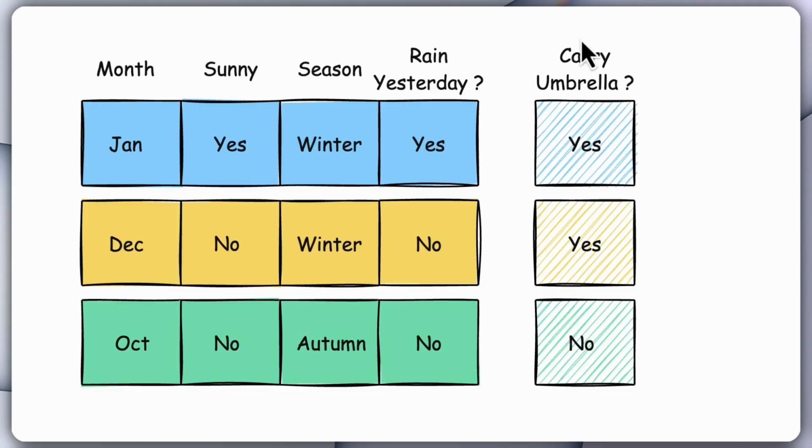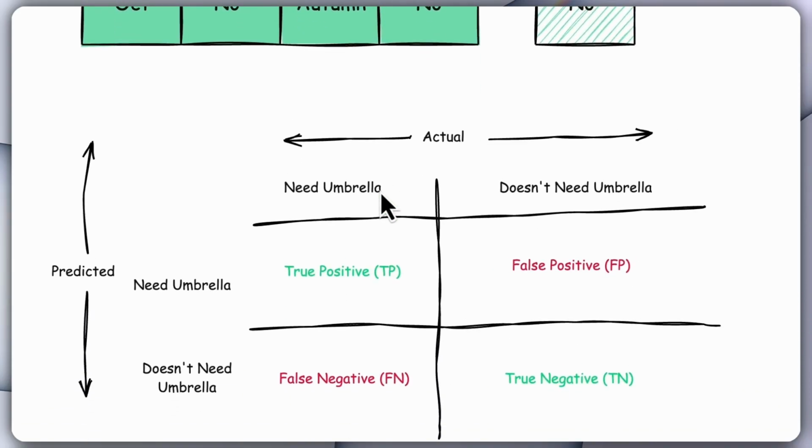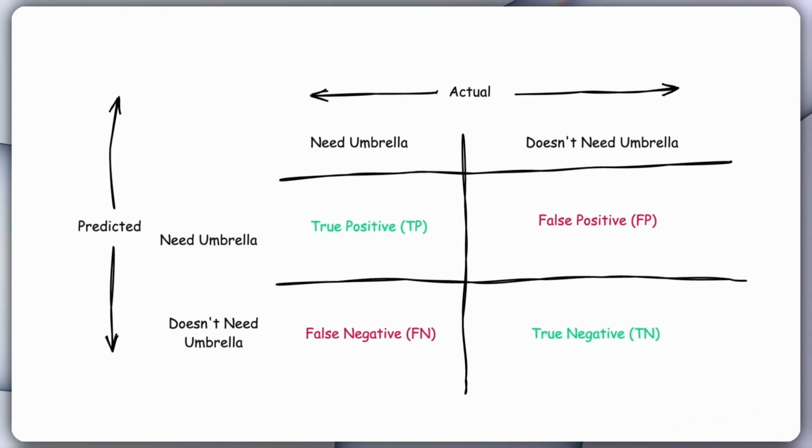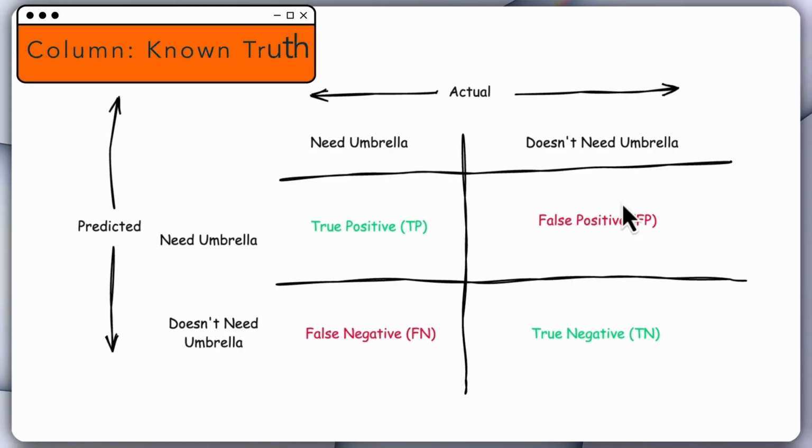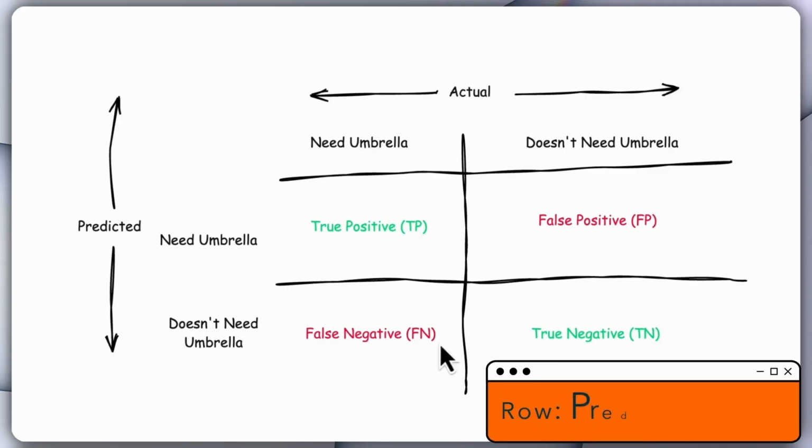So now if I plot this inside a confusion matrix, this is how my confusion matrix will look. Since my model is trying to predict two values, yes or no, my confusion matrix is going to be a 2 by 2 matrix, as you can see here. In the confusion matrix, I have plotted need umbrella and doesn't need umbrella, also on the row side, need umbrella and doesn't need umbrella. So one side is the actual values, the known truth, and the other side is the predicted values, what my model is going to predict.